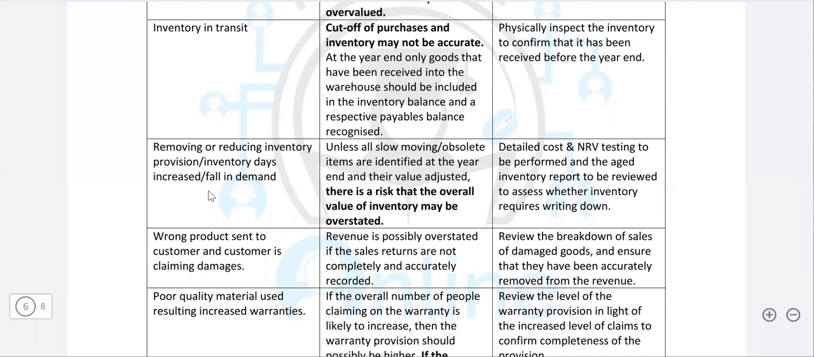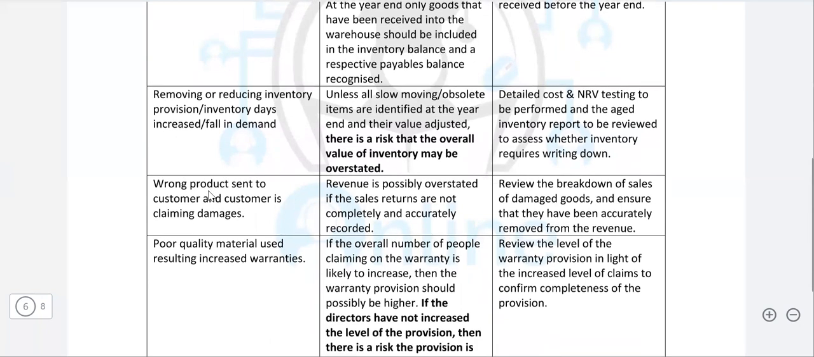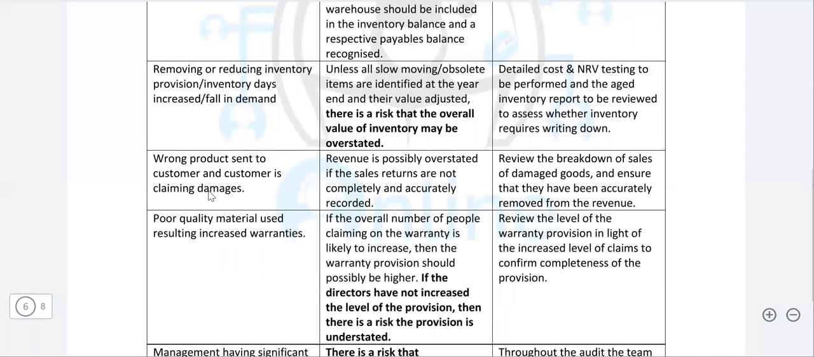Then we have removing or reducing the inventory provision. Why will we have an inventory provision? This is just like receivables. Whenever we have a doubt that some of the receivables may not be recovered, we create an allowance for it. Similar is the case with inventory. When we know that there may be some inventory which cannot be sold, then a provision for inventory is recorded, which basically means we record that in advance as an expense. So if they are removing or reducing the inventory provision, they are assuming that all the inventory may be sold. If that assumption is not appropriate, then inventory is overstated.